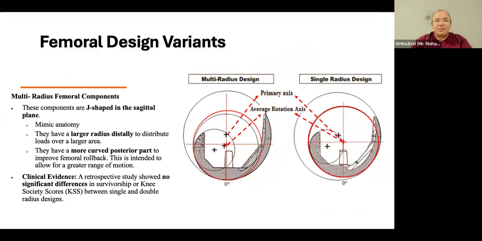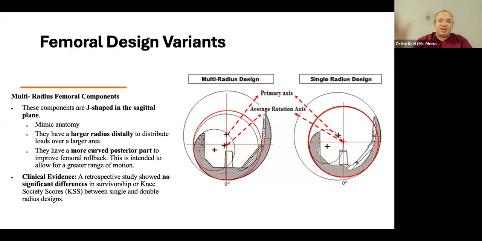It's more mimicking the anatomical distal femur, and some of them are variable radius, which is going with the component medially and laterally. So the radius on the medial side is bigger than the radius on the lateral side, and both of them have a multi-radius. So in the multi-radius, you're getting a larger distal radius, mimicking the normal anatomy of the distal femur, and this is making a more curved posterior part. This gives you a better femoral rollback, which gives you a better flexion range, but it doesn't give the same uniform strain over the collateral ligaments over time.